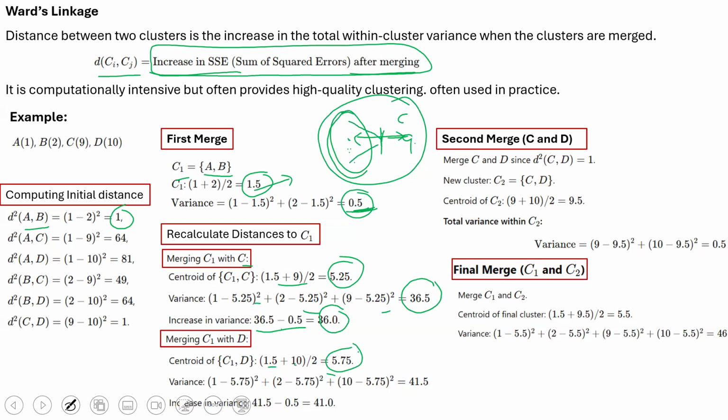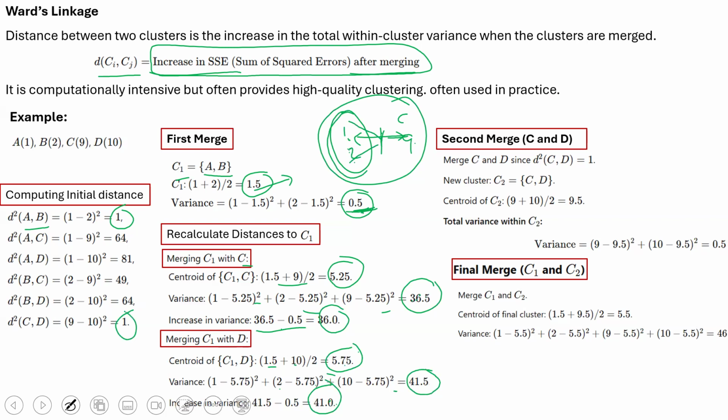Variance is calculated by, what are the points that we have? 1, comma 2, right? So 1, comma 2, comma 10. We are merging C1 with D. So calculate the variance from every other point: 1 minus 5.75 whole square plus 2 minus 5.75 whole square plus 10 minus 5.75 whole square. So the new variance is 41.5 and the increased variance, 41.5 minus 0.5, is 41.0. So these are the increased new distances. The distance from C to D will always remain the same.